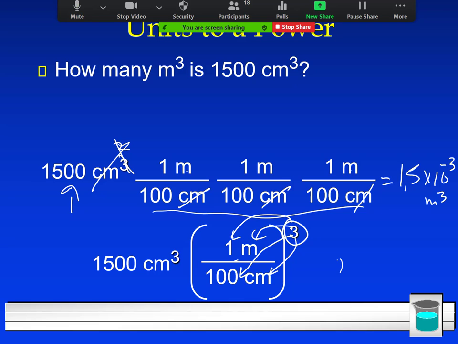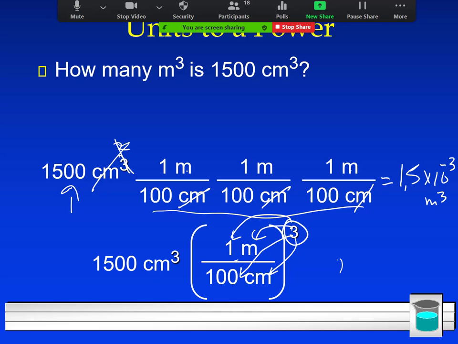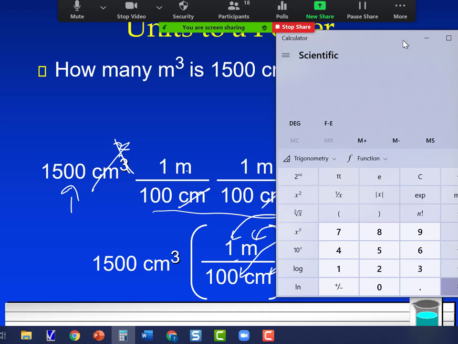Because the idea is not hard, but you've got to make sure you do it in the right order in your calculator. So let's see if I can make this thing work. Where's my mouse? There it is. It should be over here.